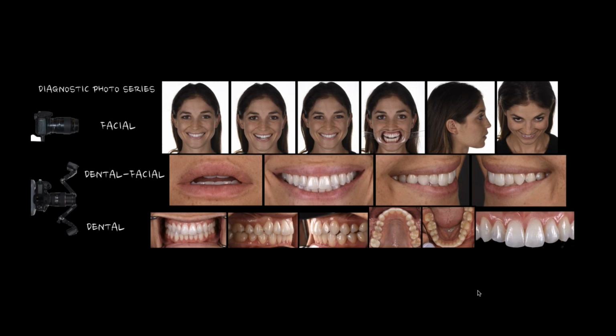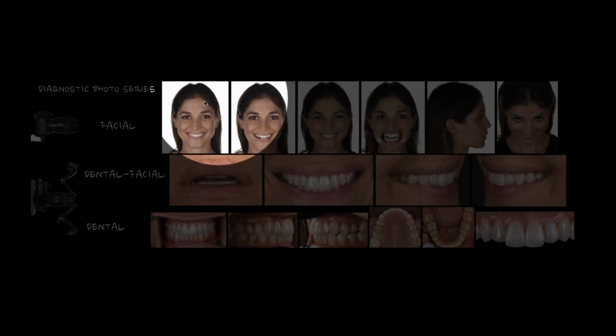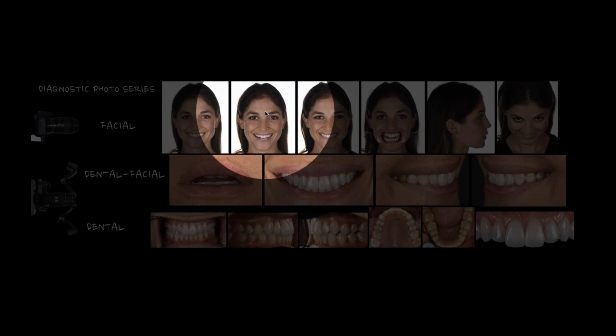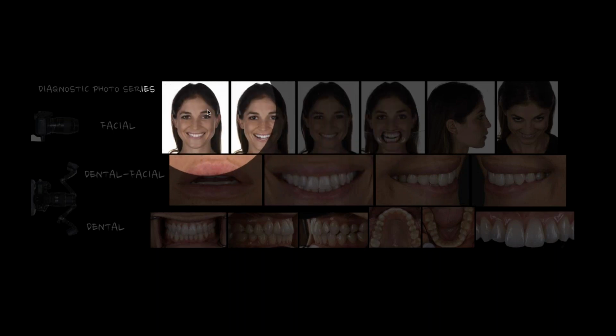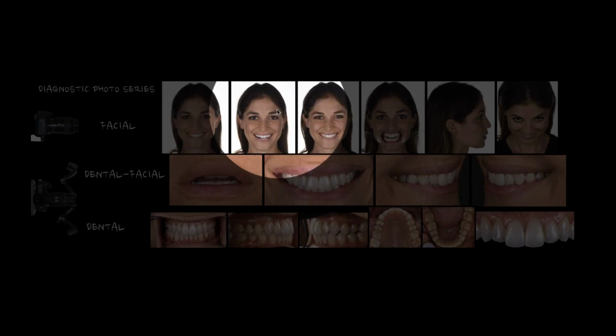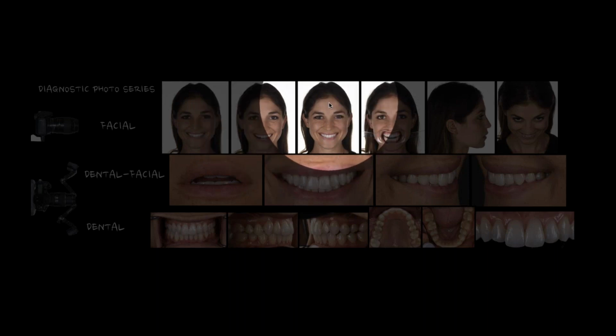You'll notice, starting from the left to the right, I'll just run through them quick. Full face smile, full face open mouth smile. Both of these are very similar. Sorry, I should go back and start that again so I don't mess anybody up. Full face shot, full face open mouth shot, full face in Duchenne smile. This is where the patient is giving the biggest smile they can and trying to show a little bit of pink if they can.